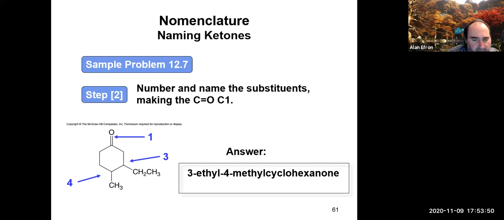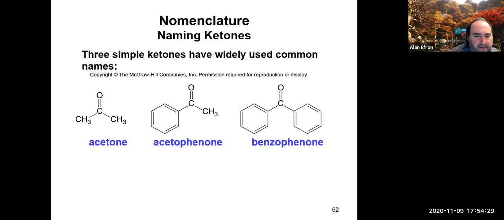Again, going clockwise gives our groups that 3-4 numbering, alphabetical like normal. So 3-ethyl, 4-methyl, cyclohexanone. Again, no need for the number in a ring because this carbon is always going to be carbon number 1, no matter where it's located. Question on that there. Again, here we wouldn't go counterclockwise because it gives our groups 4 and 5 in terms of the number. And again, that's a higher number and we always want lower numbers. Any questions on that there?